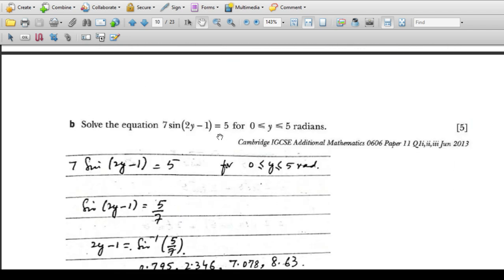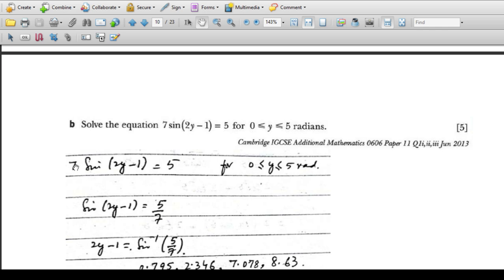Question number B. Solve the equation 7 sine(2y minus 1) equals 5 for values of y from 0 to 5. Here the values are given in radians rather than degrees. So 7 sine(2y minus 1) is equal to 5.